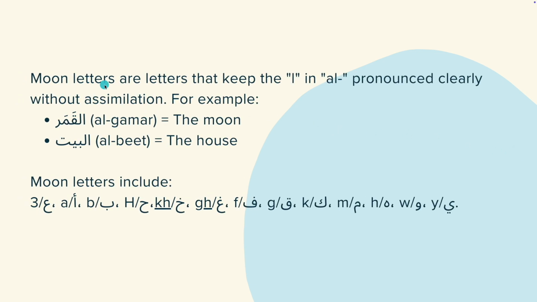Now, for moon letters, the L is kept. Nothing happens to the L from al. So it is always pronounced clearly without assimilation. For example, the word for the moon in Sudanese Arabic is al-gamar. And you can clearly see that the L stayed and didn't change into the moon letter. So moon letters do not change or replace the L, but sun letters do.